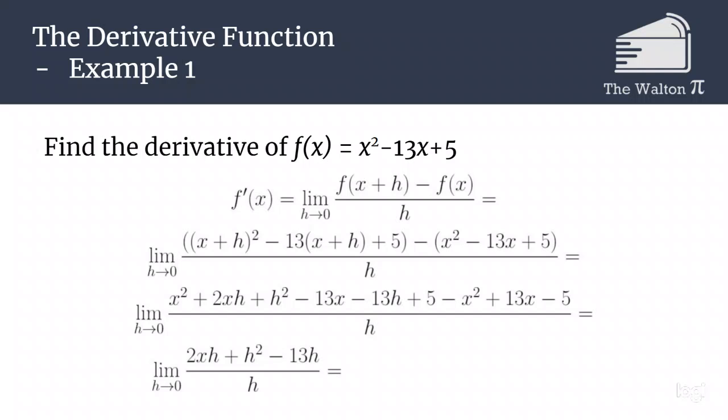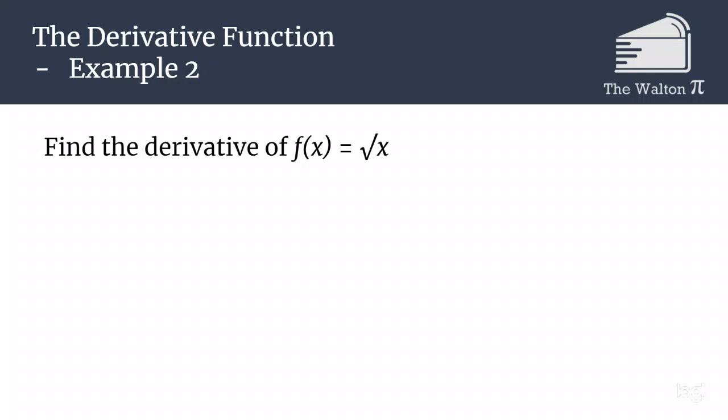All of those cancel, and we're left only with terms that have an h on the top. We can then divide an h through from everything, so we get the limit as h goes to 0 of 2x plus h minus 13, which is just going to be 2x minus 13. This is the derivative of x squared minus 13x plus 5. That tells us that if we want to find the slope of f of x at x equals 6, we can just plug in 6 into the derivative of f, and we get 2 times 6 minus 13, which is minus 1. So at x equals 6, the slope is minus 1.